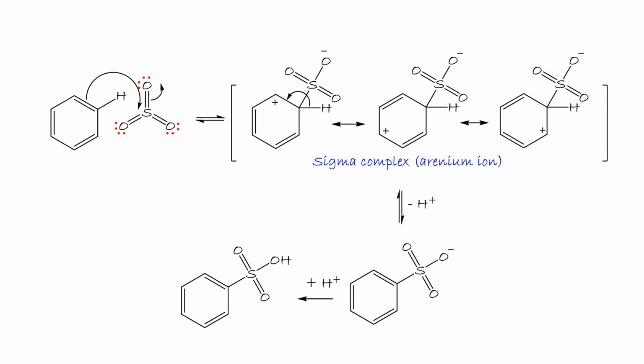Reaction of benzene with sulfur trioxide: benzene attacks on sulfur to form sigma complex, which again stabilizes by resonance, and then deprotonation to form the aromatic system once again, and finally proton transfer to form benzene sulfonic acid.